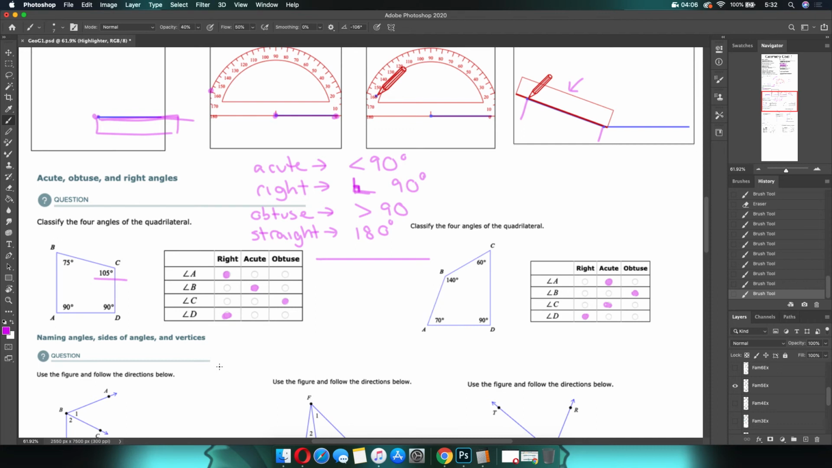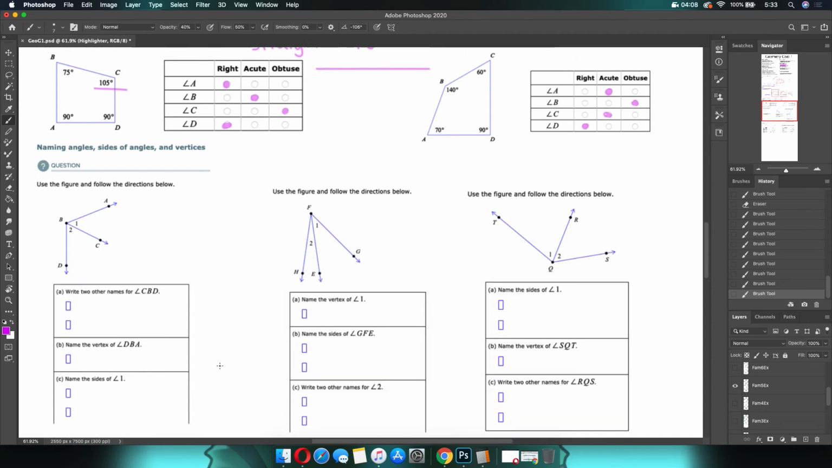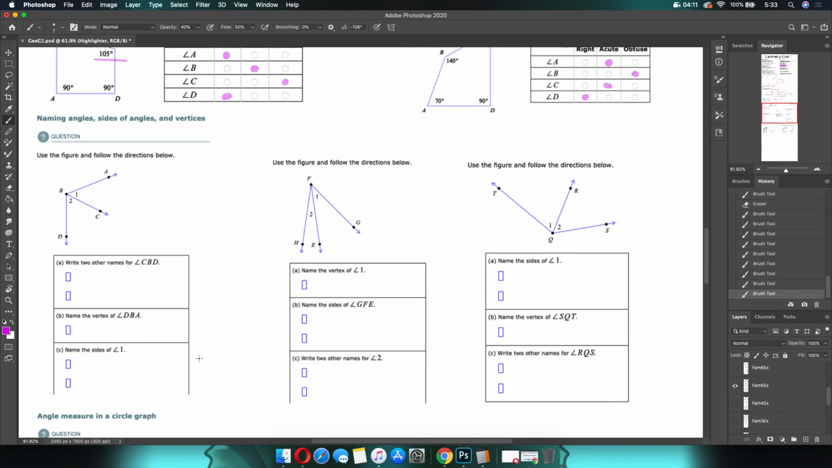Getting used to that. Next up, we want to get used to how angles are named. And this one is one where you kind of want to take a little bit of time to sink in.